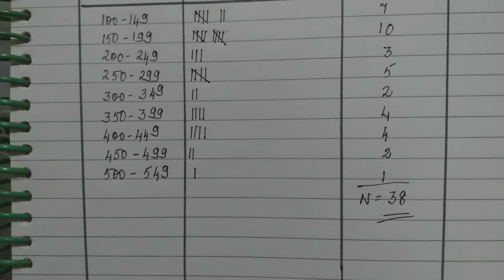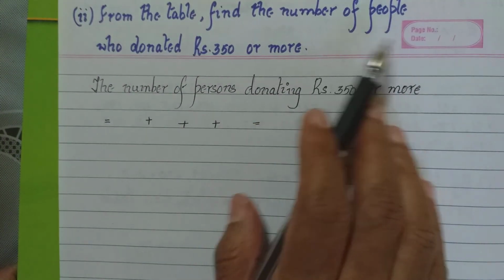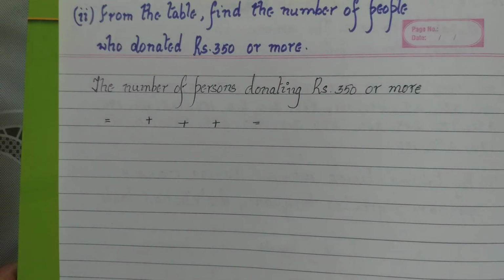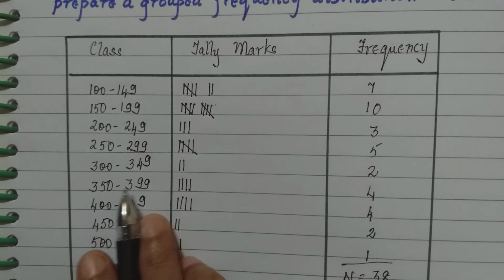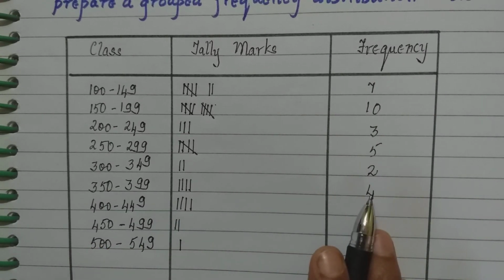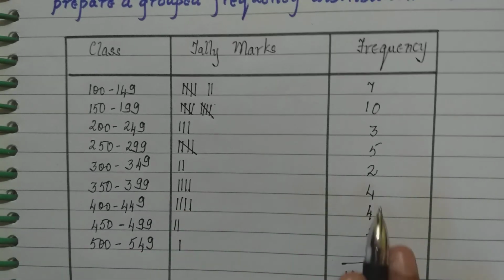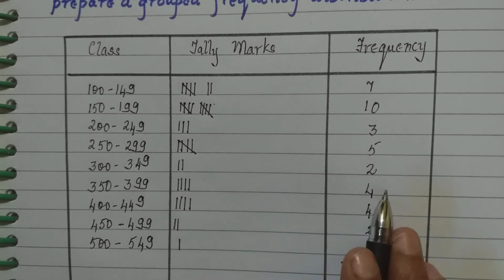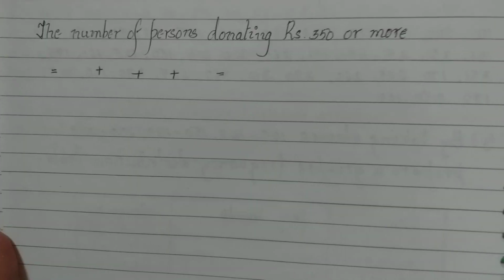Okay. Now we also have one more part of the question. Let us see what it is. From the table, find the number of people who donated rupees 350 or more. Look at the table. Who donated rupees 350. 350 will be included here or more than that. So from here onwards we have to add all. 4 plus 4 plus 2 plus 1. 350 is at 4.